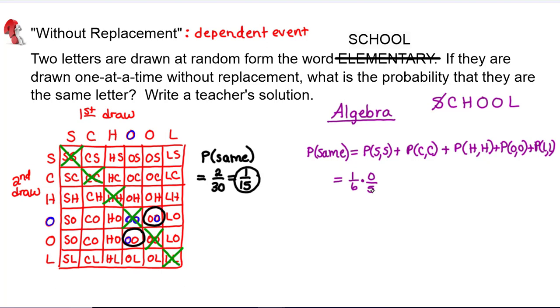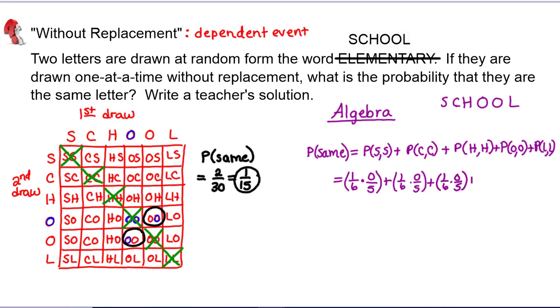Okay, so let's erase that part. Go back. So that's for the S and the S. Now let's look at the C's. The first time it's 1 out of 6, but it disappears. So we're going to multiply it by 0 out of 5. Okay, what about the H's? 1 out of 6 times 0 out of 5.